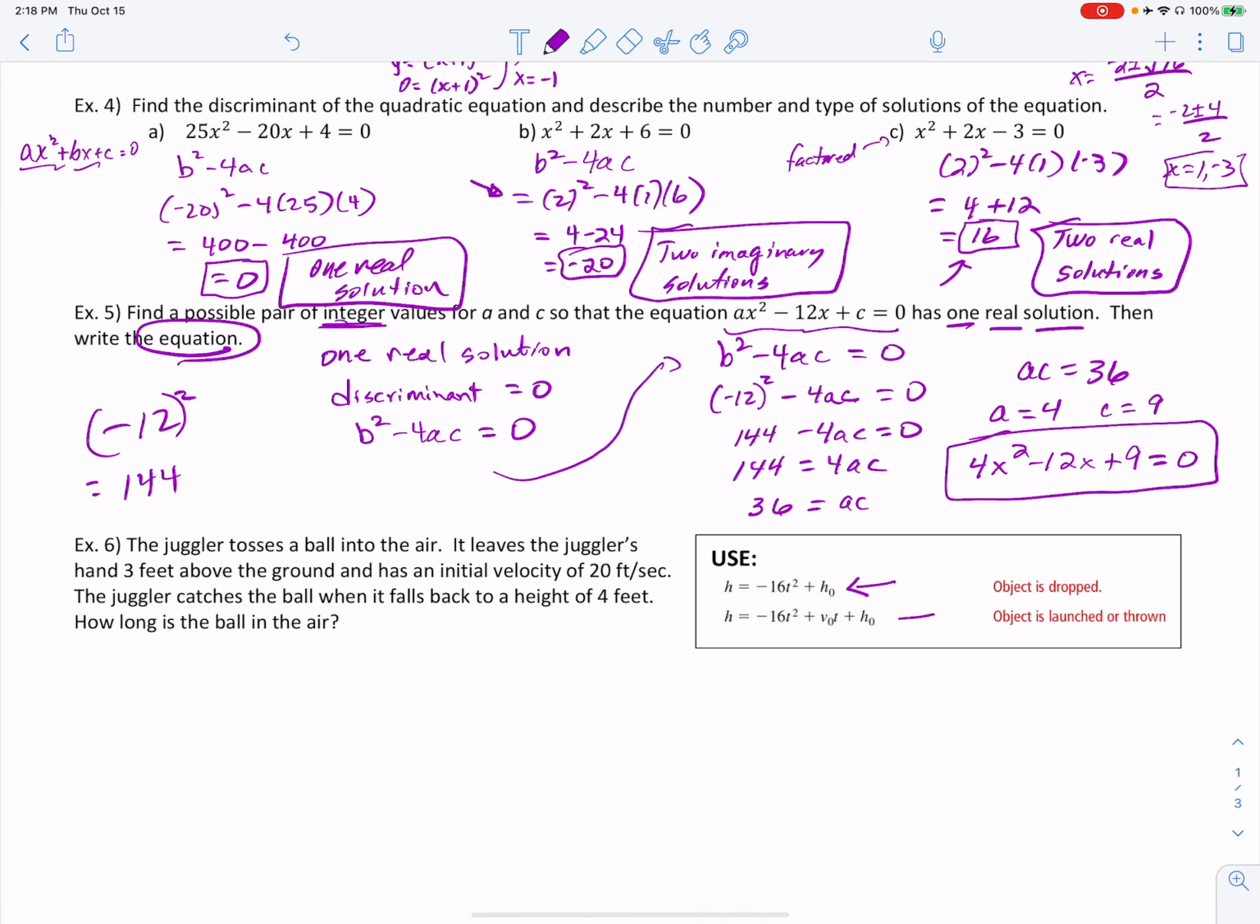On the other hand, if you are throwing an object either up or throwing the object down, the object is launched or thrown, then we have an initial velocity. And by the way, h naught is initial height. At time 0, h naught is initial height. And so v naught is initial velocity.